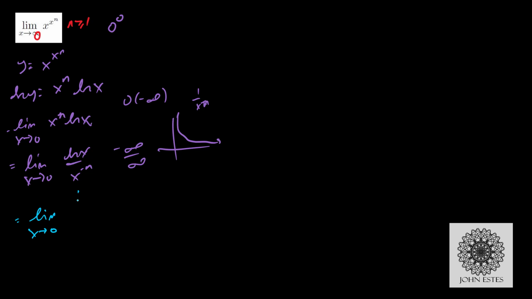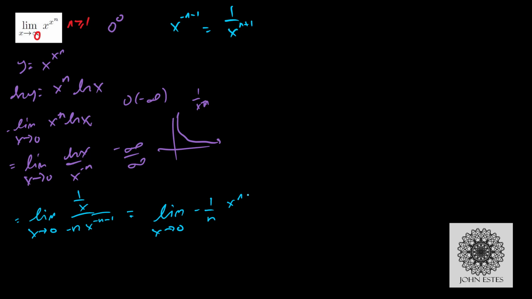So when I take the derivative of the top, I get 1 over x. When I take the derivative of the denominator, I get negative n, and subtract the power by 1, so that's x to the negative n minus 1. And remember here, x to the negative n minus 1 is the same as 1 over x to the n plus 1 power. Those are the same thing. So now when I evaluate this, does this satisfy L'Hopital's rule? Well, yes.